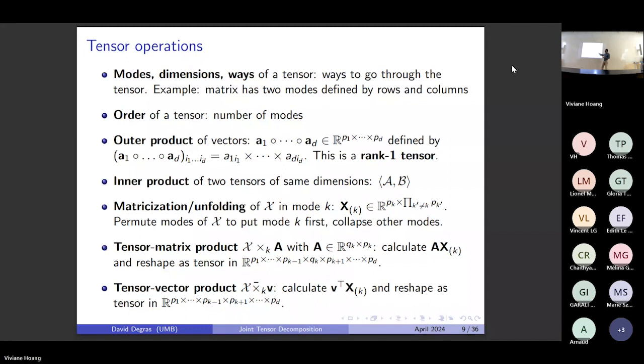Maybe one special case of that is if your matrix is a vector, then you can do exactly what I said, pre-multiply by the vector transpose, and then you would have one dimension that is going to be 1, and it's not so interesting, so you just drop it. So if you started from a tensor of order D, and you do a tensor-vector product, now your product has order D minus 1. And that's pretty much what I need for this presentation.